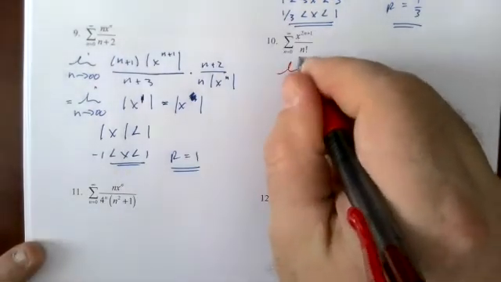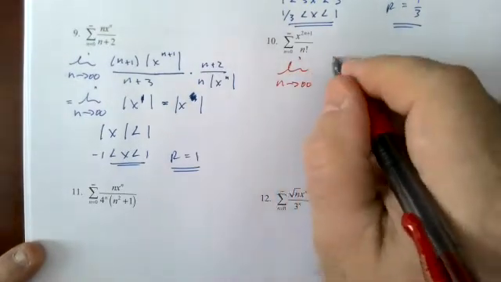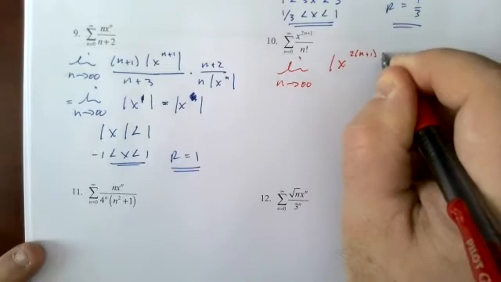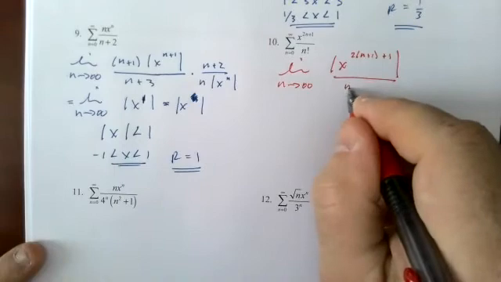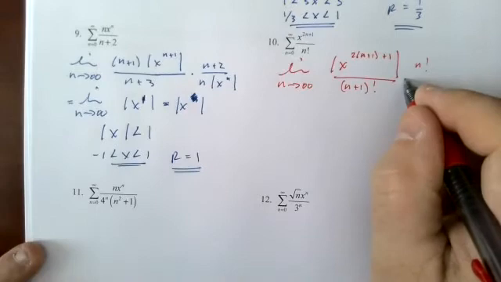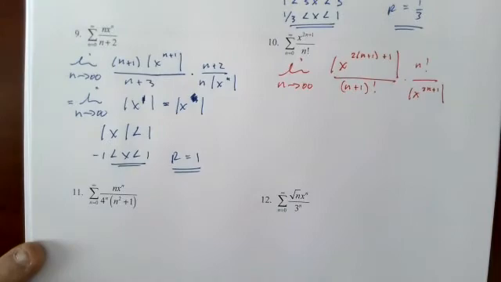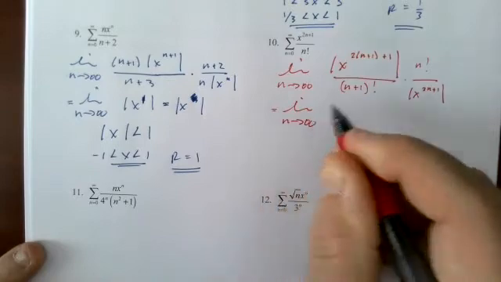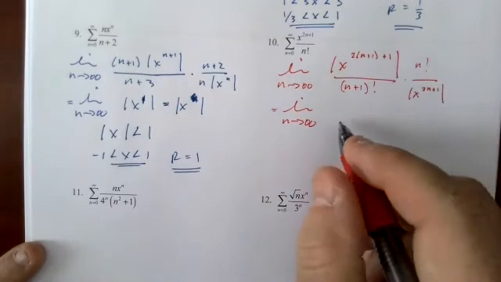Limit as n goes to infinity. X to the, careful here, this gets goofy, 2(n plus 1) plus 1, over n plus 1 factorial, times n factorial over x to the 2n plus 1, equals the limit as n goes to infinity. N factorial over n plus 1 factorial is going to just be n plus 1 on the bottom.